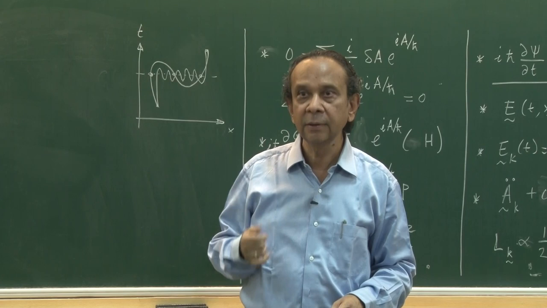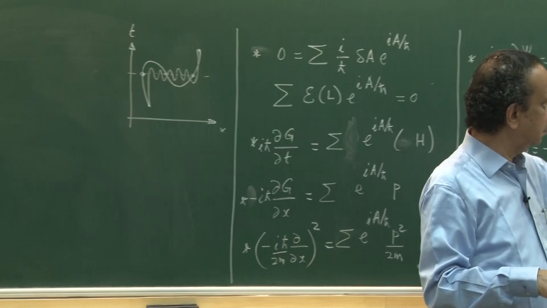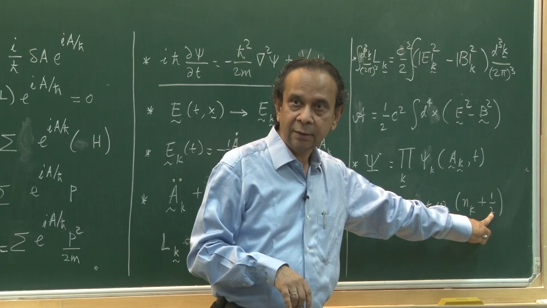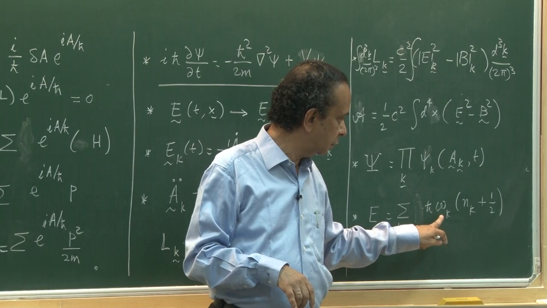Sir, in the expression of energy, you wrote the factor of 1 by 2. K varies from 0 to infinity. Then what about this vector? This vector goes on to infinity. This vector or which vector are you talking about? This 1 by 2, that is not a vector. Means if you go on increasing omega k, then that half will contribute.